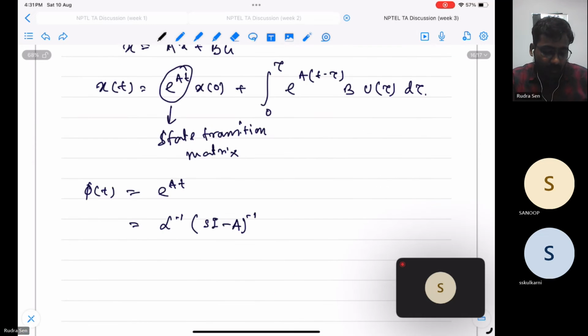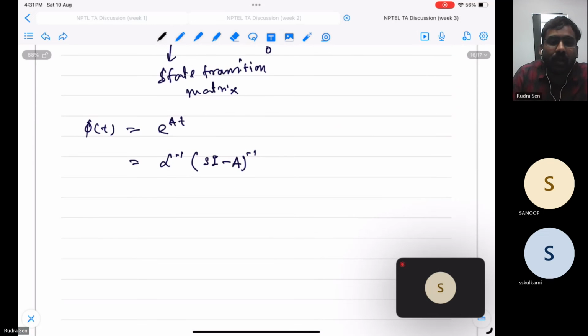transition matrix. So now, up to this point, do you have any kind of doubt or any kind of thing that is difficult for you to understand? You can ask me.